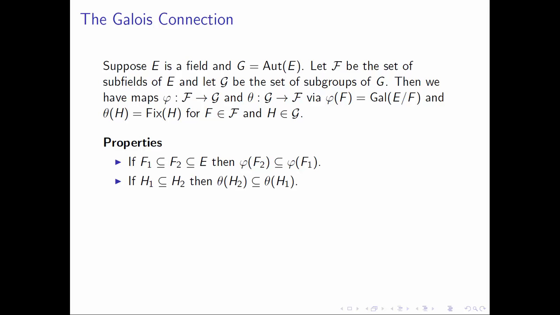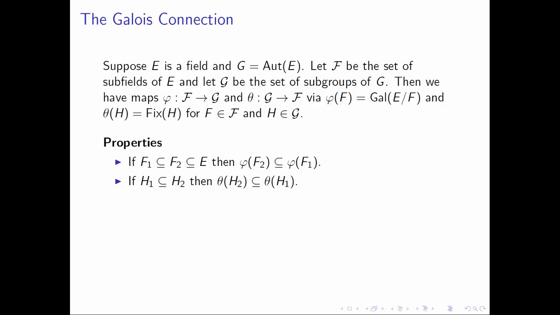And the containment works the other way. If we start with H1 and H2 belonging to script G, and we apply theta to them, then we also have that this containment reverses. So theta of H2 will be a subset of theta of H1. That's to say, if H2 is a larger set of automorphisms of E, and we look at the elements fixed by everything inside of H2, then certainly those elements are also fixed by the things inside of H1. So theta of H2 is contained in theta of H1.